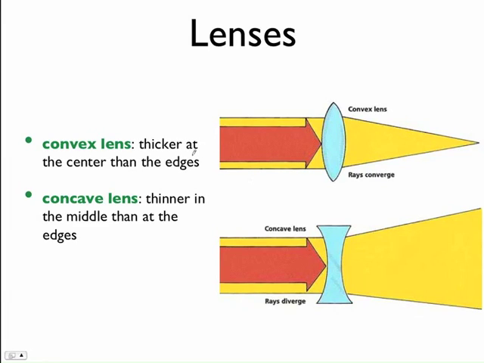Okay, let's talk lenses. So we're going to talk about curved lenses, convex and concave. A convex lens is also known as a converging lens. You may see it on some homework problems as a converging lens. And then a concave lens is known as a diverging lens.